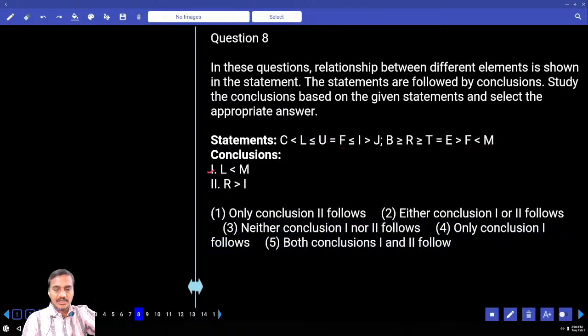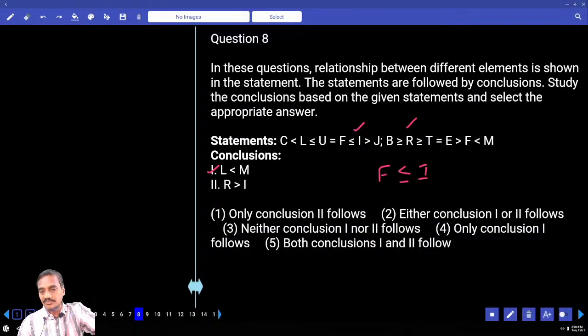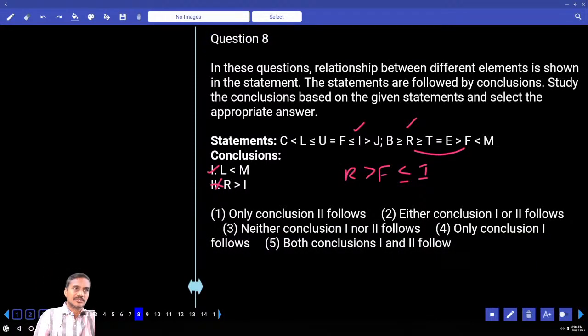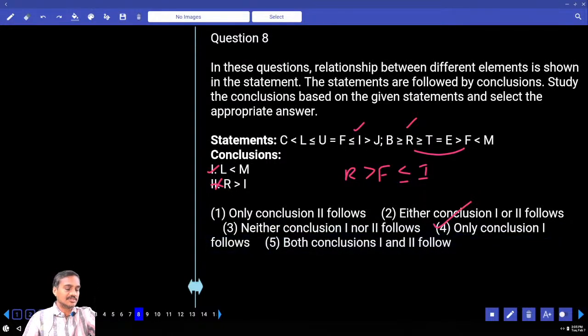Then R and I. I is here and R is here. Again which element is common? F is common. F lesser than or equals to I. Isn't it? And at the same time R to F, R greater than F. Greater than and less than, two opposite symbols, and no relation can be drawn. Hence what is your answer? Only 1, and it is given as choice for question number 8.